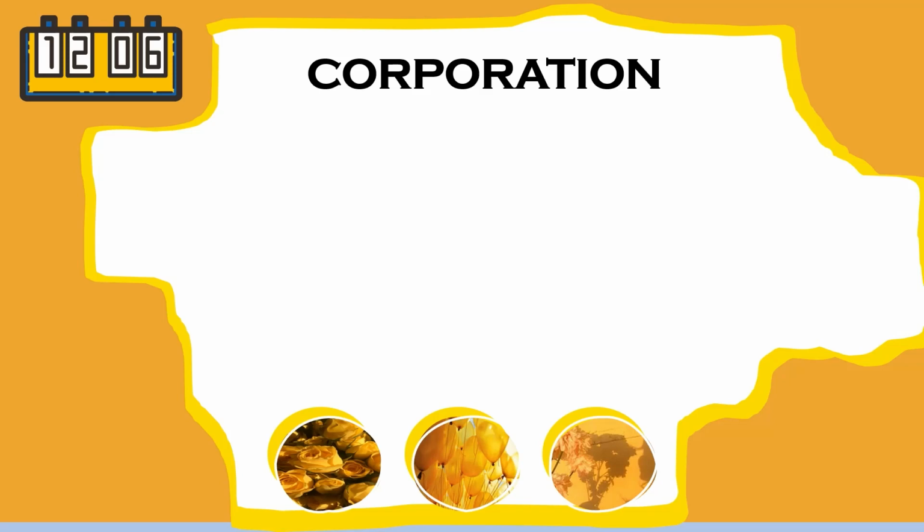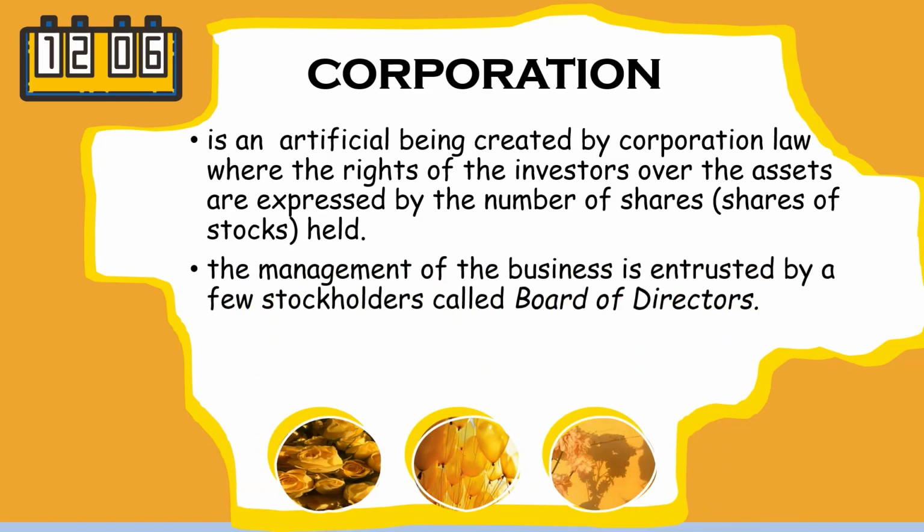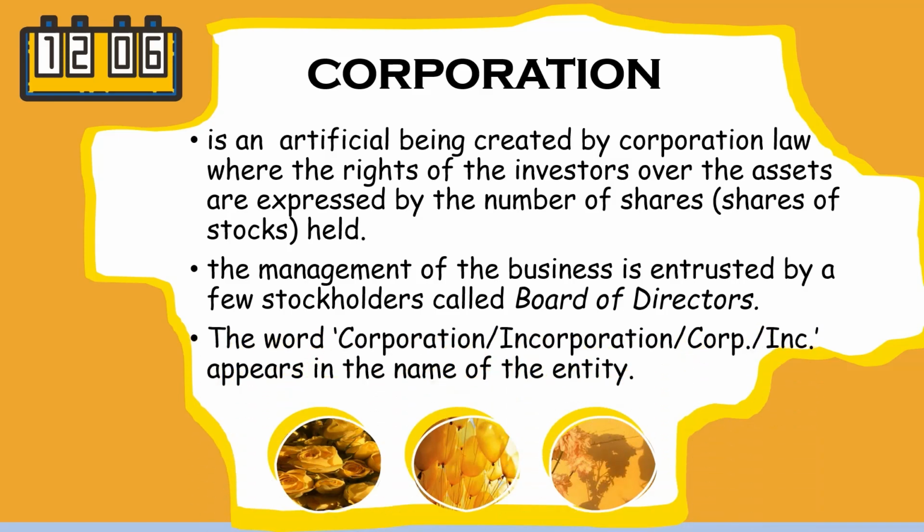The third form of organization of any business is called corporation. What is a corporation? It is an artificial being created by corporation law, where the rights of the investors over the assets are expressed by the number of shares or the shares of stocks held. In a corporation, the management of the business is entrusted to a few stockholders only, which are called the board of directors. The word corporation, incorporation, corp or inc appears in the name of the entity.